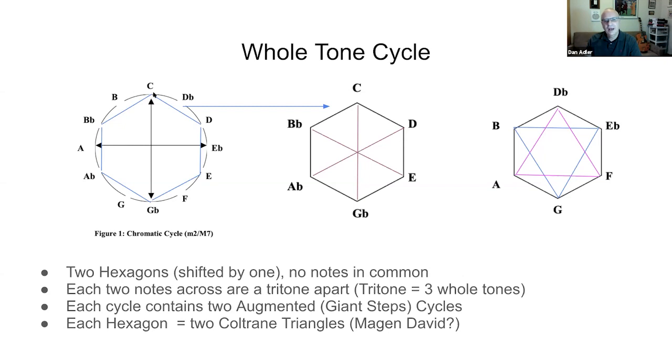And how many of those are there? Well, of course, there's only 2. You can turn the hexagon 1 over to like D flat, and then once you turn it to D, again, you're back in the same one. So the symmetry comes out of this.